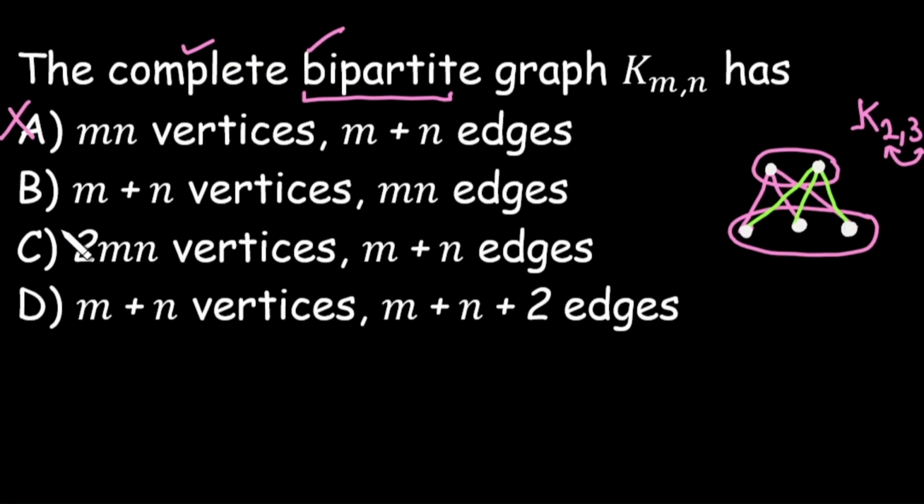Hence option A is discarded, and option C is discarded. Option B or D is correct. Now how many edges do we have? 3 pink edges and 3 green edges, so the total is 6 edges. Can we relate this? Yes, that is the product of 2 and 3. It means the total number of edges in K m,n is the product of m and n. That is option B.